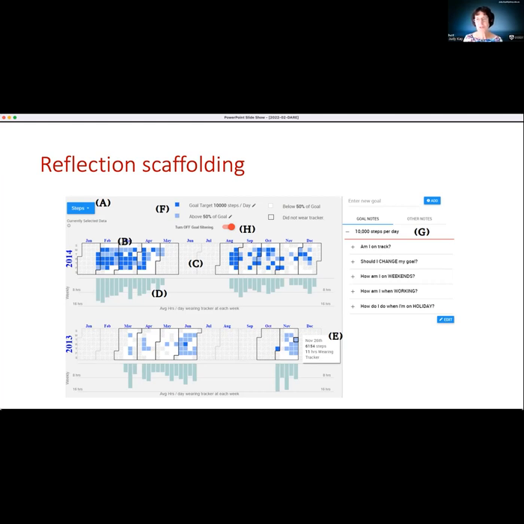So we also then built a scaffolding, with questions like, look at your goal, it's 10,000 steps, just reminding you. Should you change it? How am I doing on weekends?